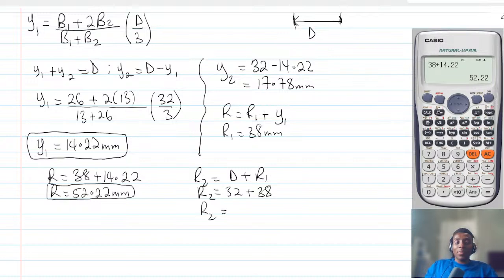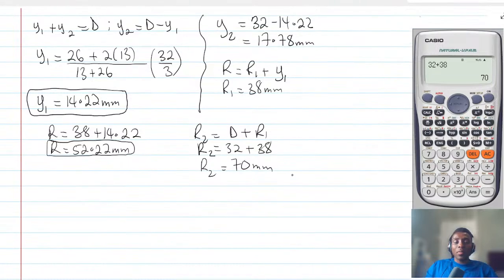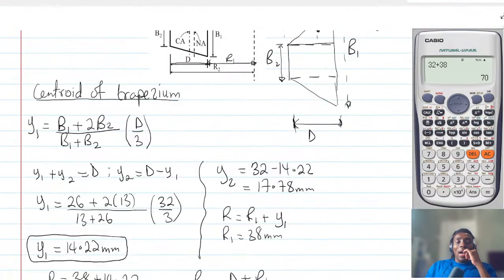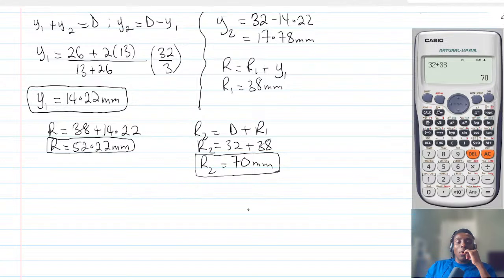So 32 plus 38 is 70. So 32 plus 38 is 70 millimeters. All right. So basically, this is R2. But why are we doing all these things? Don't worry. You'll see it very soon.